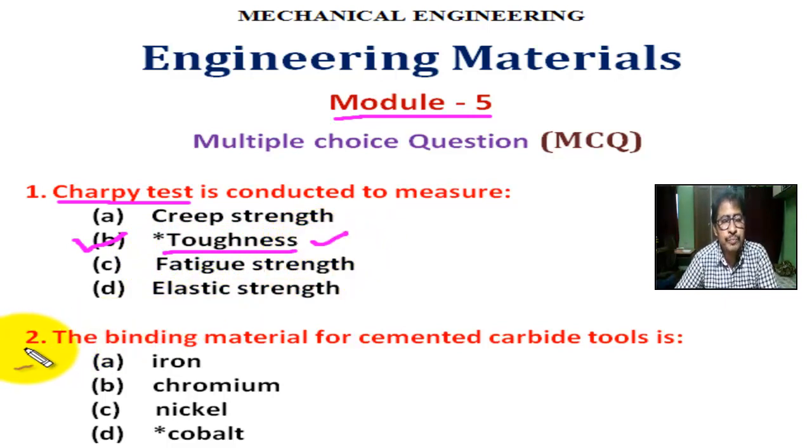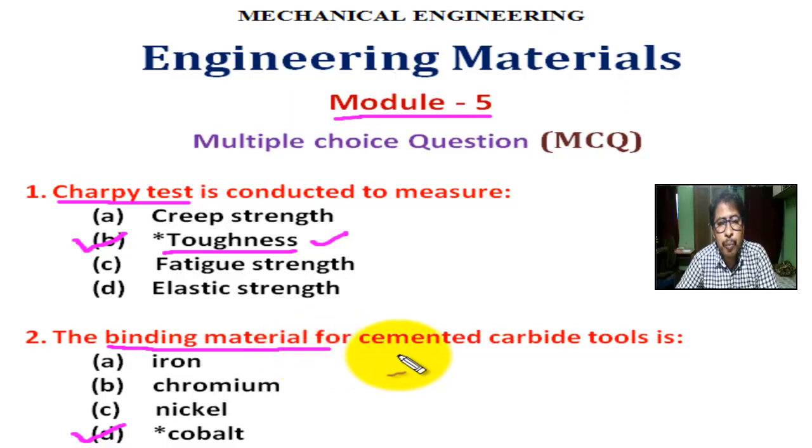Question number 2. The binding material for cemented carbide tool is. There are 4 options. Correct answer is D. Binding material for cemented carbide tool is cobalt.